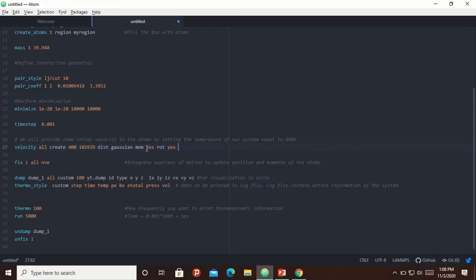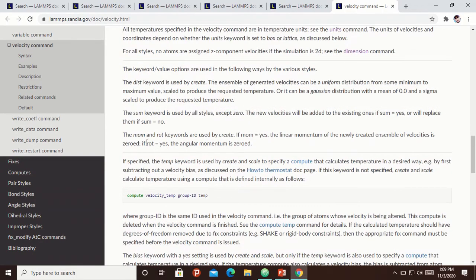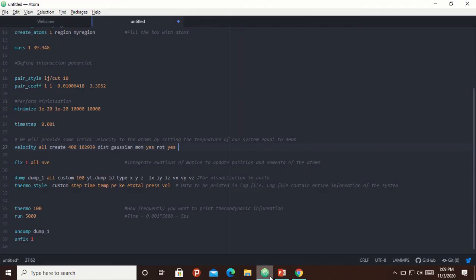It is MOM and ROT. So these are some keywords that you can check. These are the keywords used by create. If MOM is equal to yes, the linear momentum of the newly created ensemble of velocity is zeroed, and if ROT is yes, then angular momentum is zeroed. So these are certain conditions that you want in your simulation box, in your system.